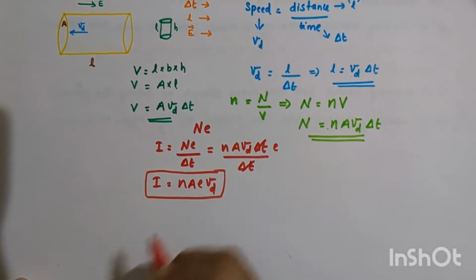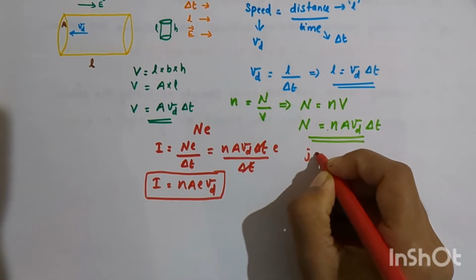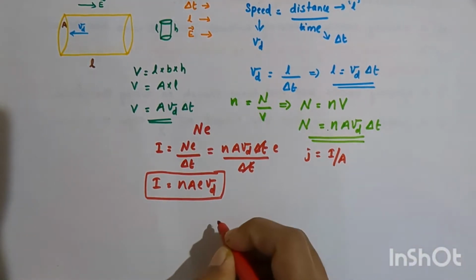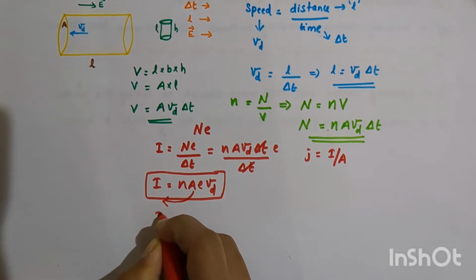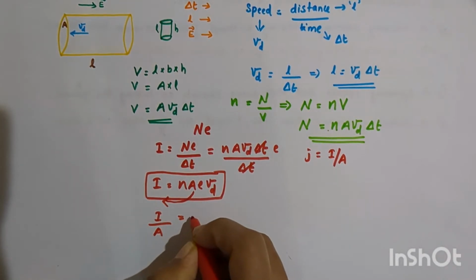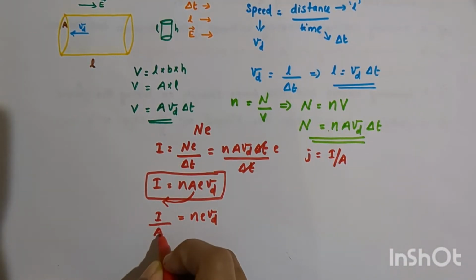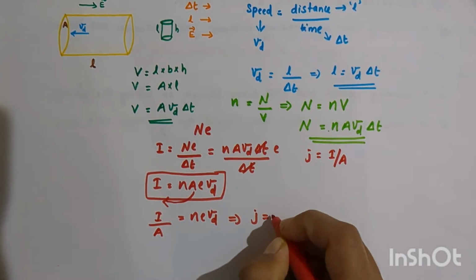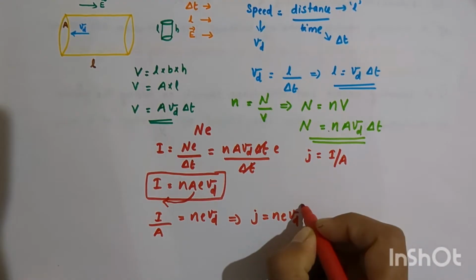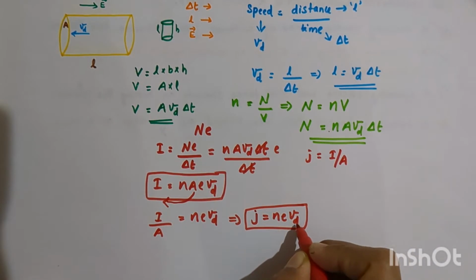Now, what is current density? Current density J is equal to current per unit area. So what I am doing is taking this A to this side, that comes to the denominator. So we can write I divided by A is equal to n e Vd. I divided by A, current per unit area, that is the current density. So we can write current density J is equal to n e Vd. This is the relation between the current density J and the drift velocity Vd, that is J equals n e Vd.